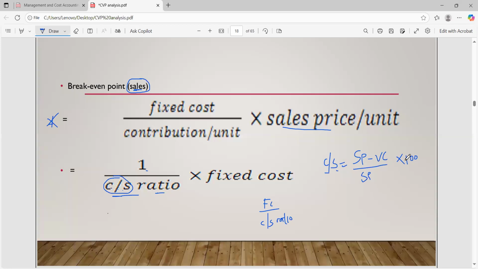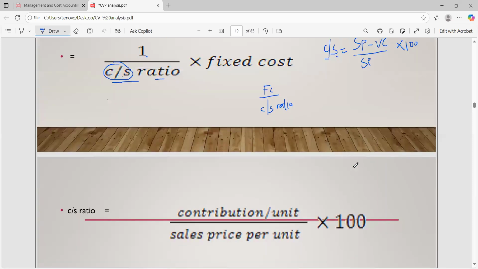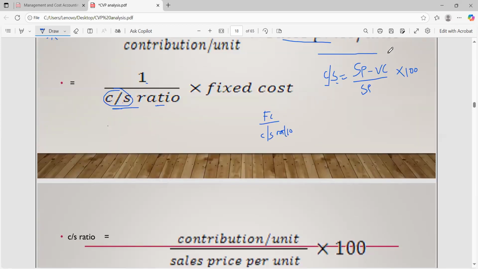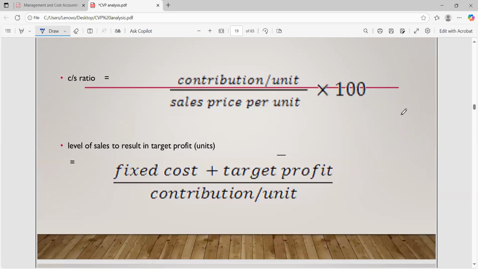Let's continue. So the next one is to determine contribution ratio, which I've already explained, which is contribution over the selling price per unit multiplied by 100. This one that I have written here. Okay. So we said is the selling price minus the variable cost, which will give you contribution over the selling price multiplied by 100%.